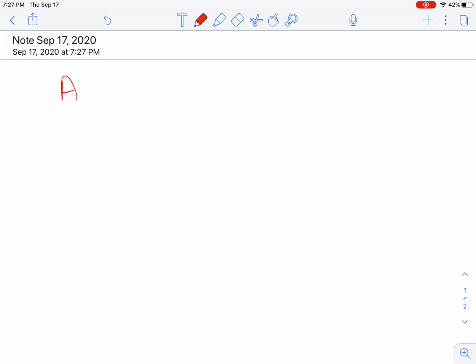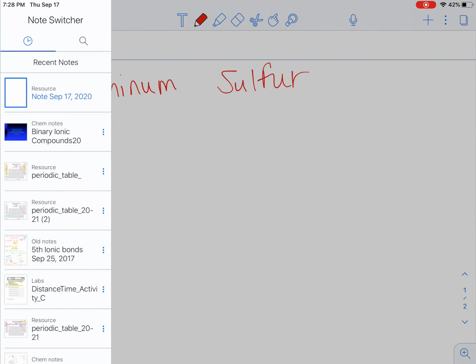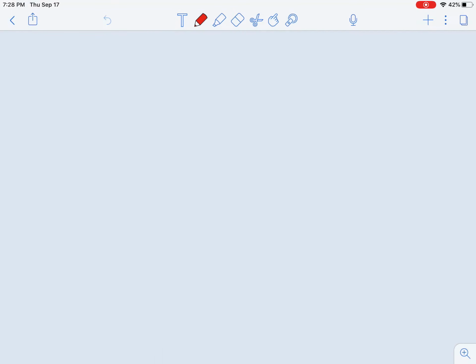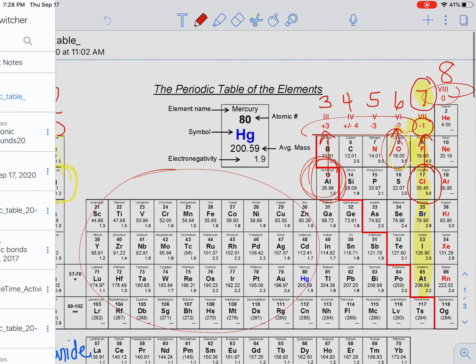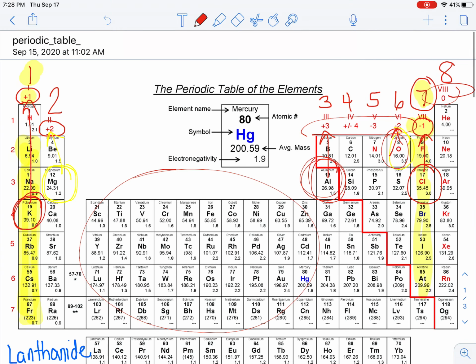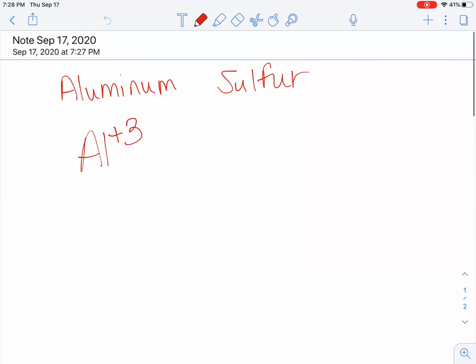Okay, if we have aluminum and sulfur in a compound. First step is to look up the charges. So we find aluminum, element number 13 over here, trace to the top, and it says +3. So I'm going to go over here and write aluminum +3. Then I'm going to find sulfur, element number 16, trace up to the top, and we see it says -2. Sulfur, -2. It wants to gain 2 in order to reach its octet.